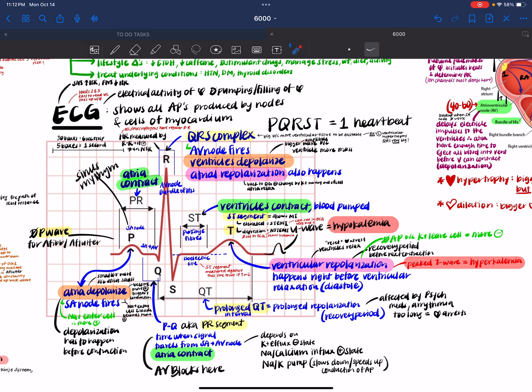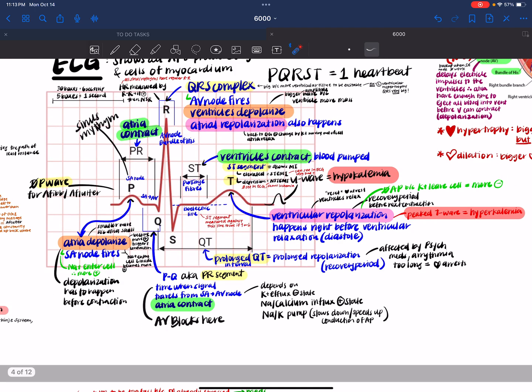A PQRST equals one heartbeat. And so you'll see that 5 boxes equals 1 second, 30 boxes equals a 6-second strip, and heart rate is measured by an R to R. So yeah, let's start with the P. You won't be able to see it in AFib or A-flutter or even SVT, even ventricular tachycardia sometimes.